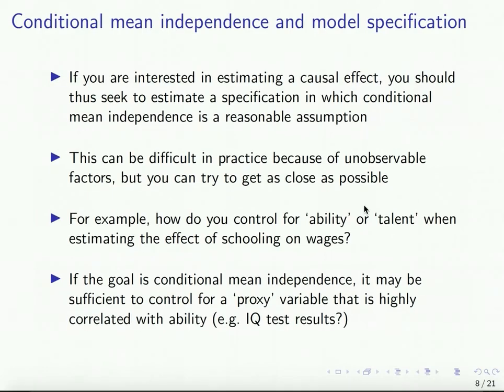What I'm getting at here is really why econometrics is an art and not a science. We have these assumptions that are mathematical assumptions, but they are just assumptions. You know what happens if they are violated, but you can never prove that they hold. You can never prove that you have the model for which the conditional mean independence assumption is actually holding.